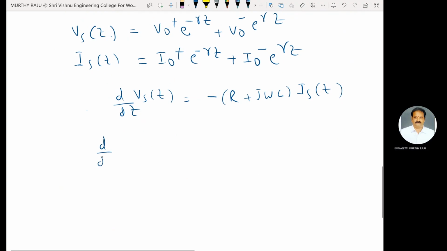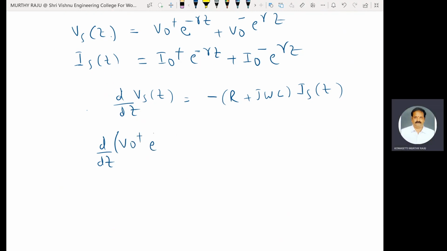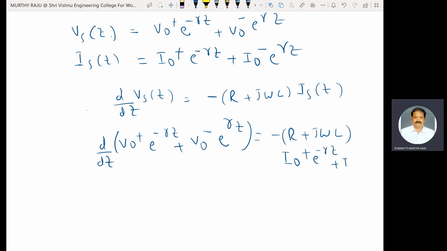d by dz of Vs of z is V0 plus e power minus gamma z plus V0 minus e power gamma z. V0 plus and V0 minus are the amplitudes of the wave in the positive z direction and negative z direction. Is of z is equal to minus (r plus j omega l) Is of z is equal to I0 plus e power minus gamma z plus I0 minus e power gamma z.